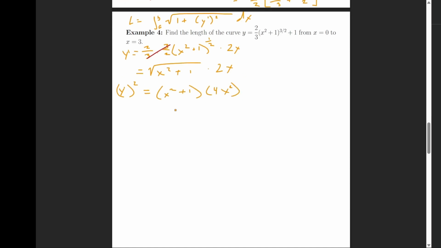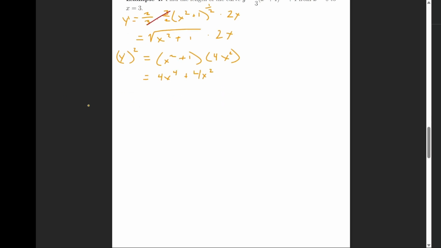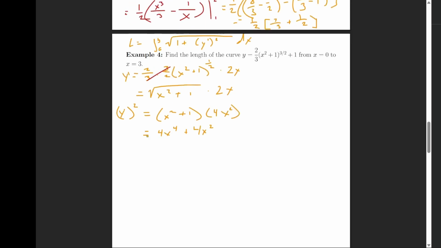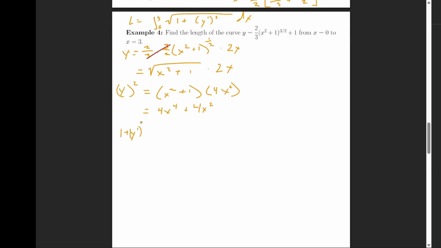So then our next step will be squaring this, right? And this is relatively easy to square, right? Because this is square right here, so that goes away. So it's x squared plus 1, and then you square this, which turns into 4x squared, right? And you can also distribute, so make it easier to look at. We have 4x to the 4th plus 4x squared. And now we do the next step, so we add the 1, right? So 1 plus, and then derivative. So we plus 1 to this.